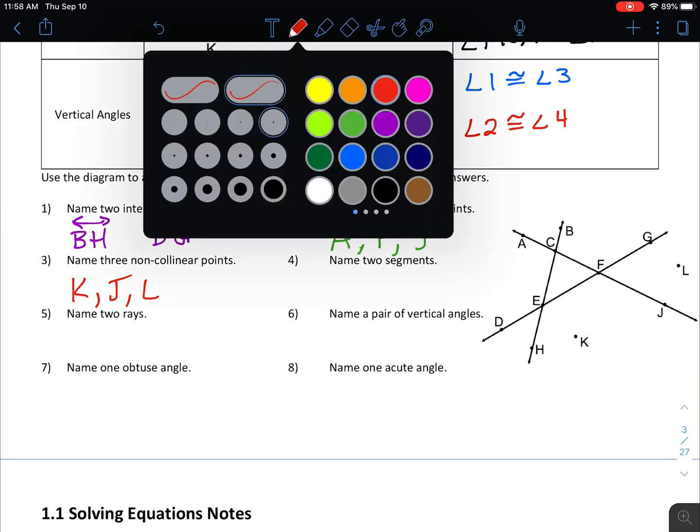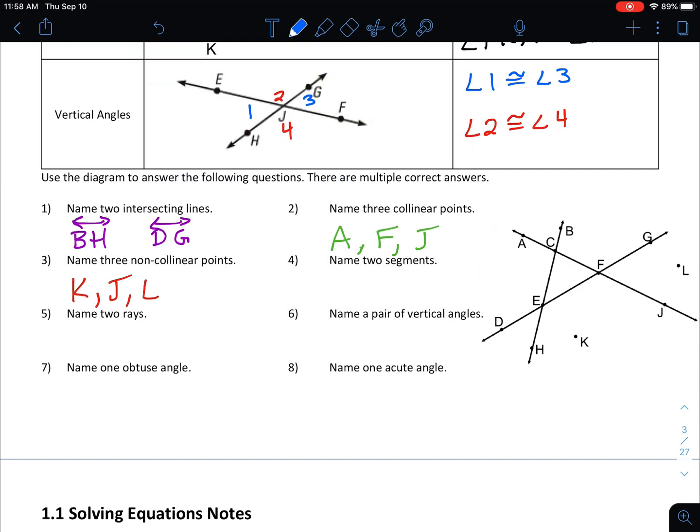Next, number 4. It's going to ask us to name 2 different segments. Now remember that this is different from how we name lines. So for segments, we might say that segment EF is a line segment. And again, remember when naming segments that you don't put the arrows on the line above EF. We could also say that BC is a line segment. And there's many more that you could pick from.